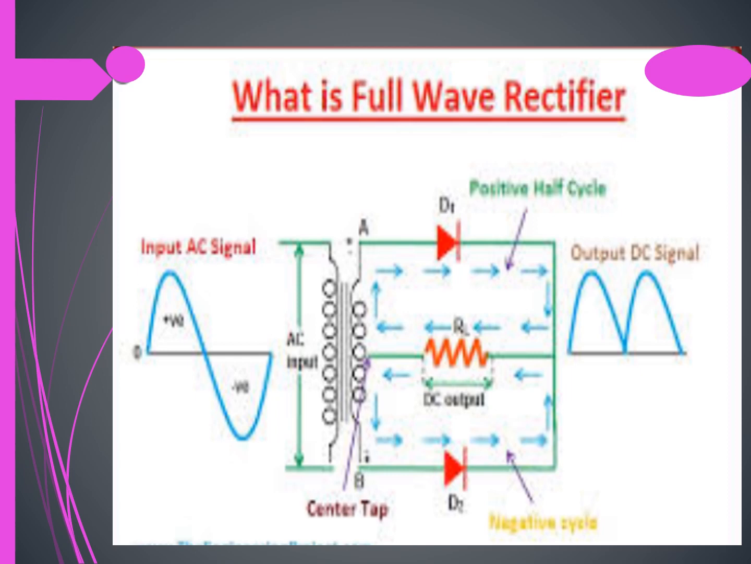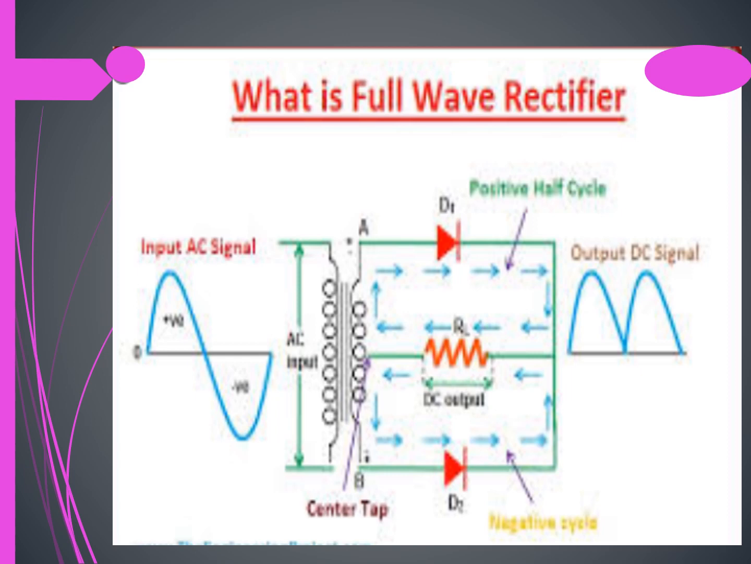Next, during the negative half cycle, the D1 diode, the upper one, will be reverse bias, no current will flow through it, and the D2 diode, which is the lower one, will be forward bias and it will conduct current, and the current will flow through RL. So the direction through RL at this time is also the same. Thus the current will flow through RL in the same direction.